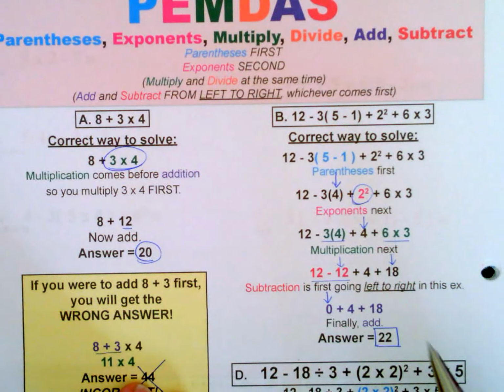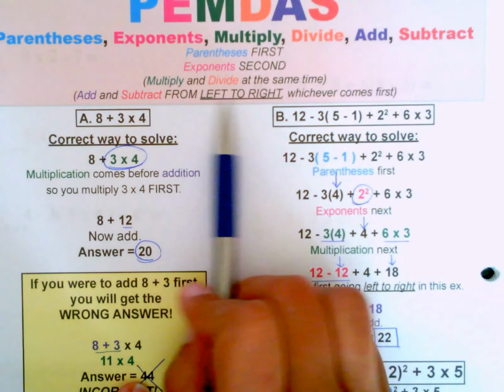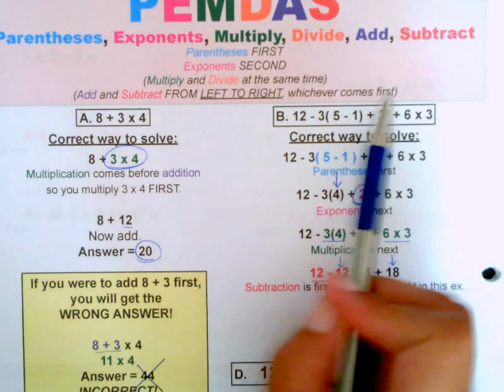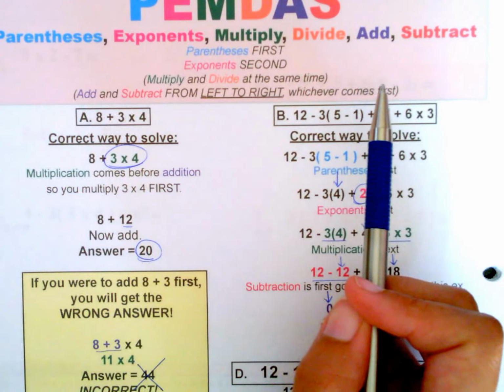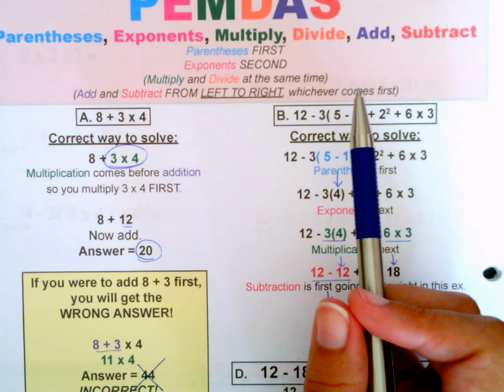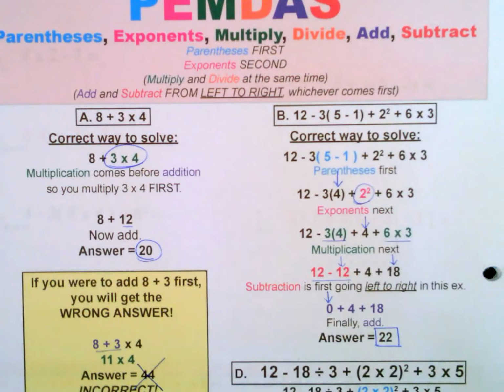So when you're getting down to the addition and subtraction, those are done from left to right, whichever comes first. So addition and subtraction do not have precedence over one another. It's just whatever is left to right. That is the order in which to do it.